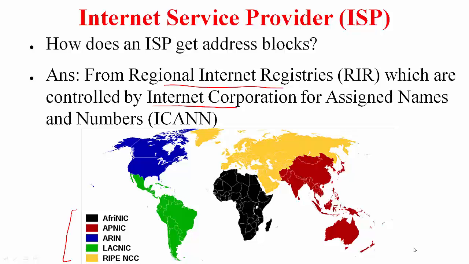Each regional internet registry caters to a specific region. As I mentioned, there are 5 of them. The black AfriNIC caters to the African region, the red portion caters to Asia Pacific, the blue portion focuses on North America, the green portion on Latin America and the Caribbean, and the yellow portion on the European region. ICANN manages the entire 32-bit IP address space.